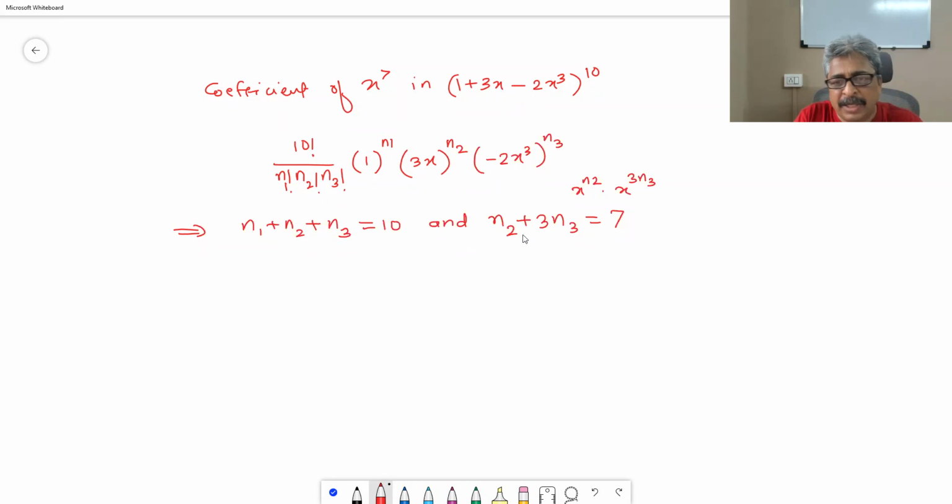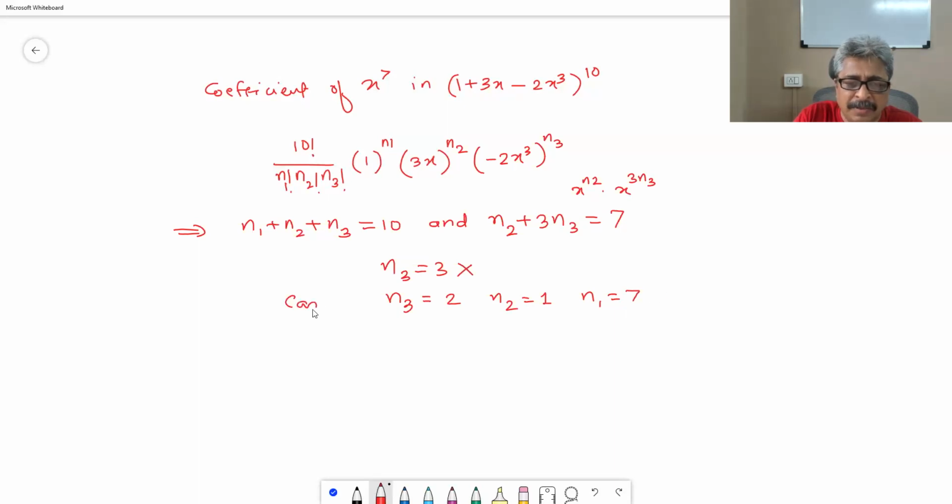Now, n1, n2, n3, they are 0, 1, 2, 3, 4, 5, 6, 7, 8 up to 10. So this is going to be the constraint as well as this constraint. If I take n3 is equal to 3, then LHS becomes 9 and it is not possible. So n3 equal to 3 is not possible. If n3 is equal to 2, then it becomes 6. In that case, n2 becomes 1 and hence n1 will be equal to 7.